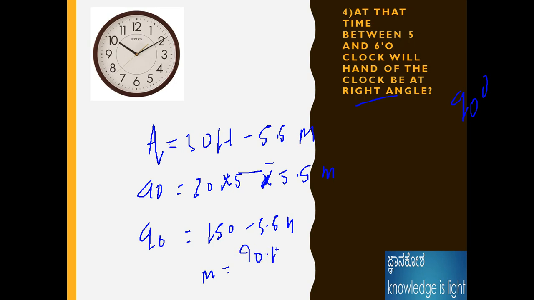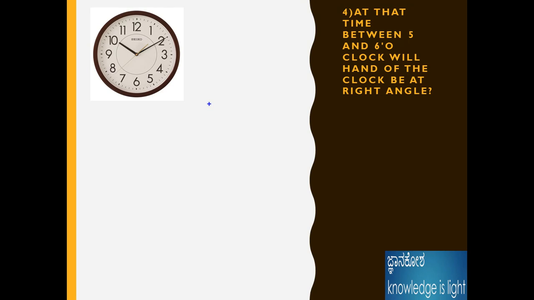Therefore, m is equal to 90 minus 150 divided by 5.5. 90 minus 150 is 60, so I will take it in decimal as 60 by 5.5. If you solve that, 120 by 11 is the time at which they are at right angle. Okay, I will take one more thing here. The second method is, we already know the gaining angle: 55 minutes is equal to 60 minutes.